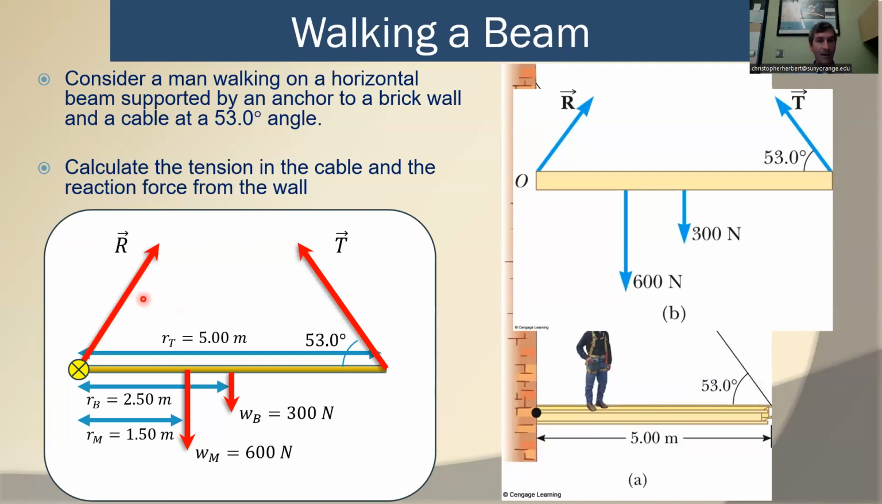And you can see here, here's my different loads. The man is going to have a weight of 600 newtons at 1.5 meters from the wall. The weight of the beam is 300 newtons, okay? And finally, we have an unknown tension. We do know the direction that the tension is pulling, and we do have a reaction force, which we actually don't know its magnitude or its angle.